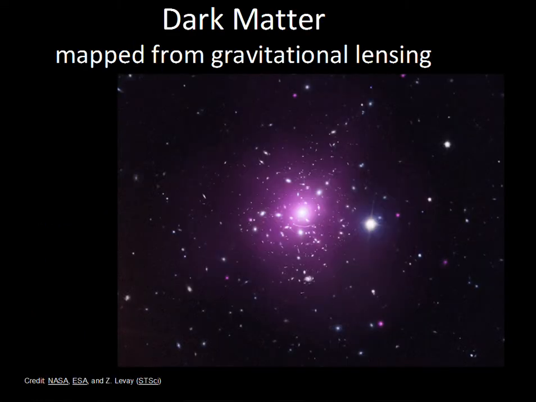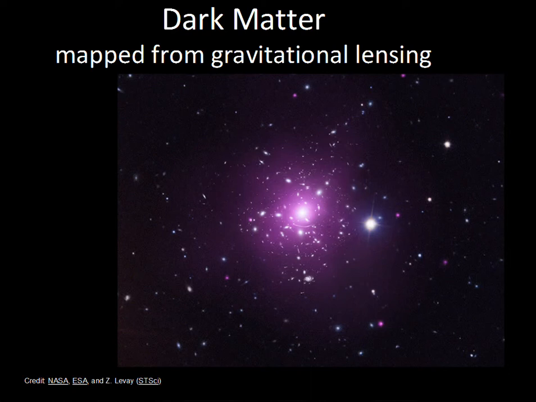Taking a look at light from very distant objects that goes past a cluster of galaxies, it is distorted by the effect postulated by Einstein, that gravity will change the path of light. And astronomers can use this effect to map out dark matter in clusters of galaxies. So the purple shading here, that's not some star glow.